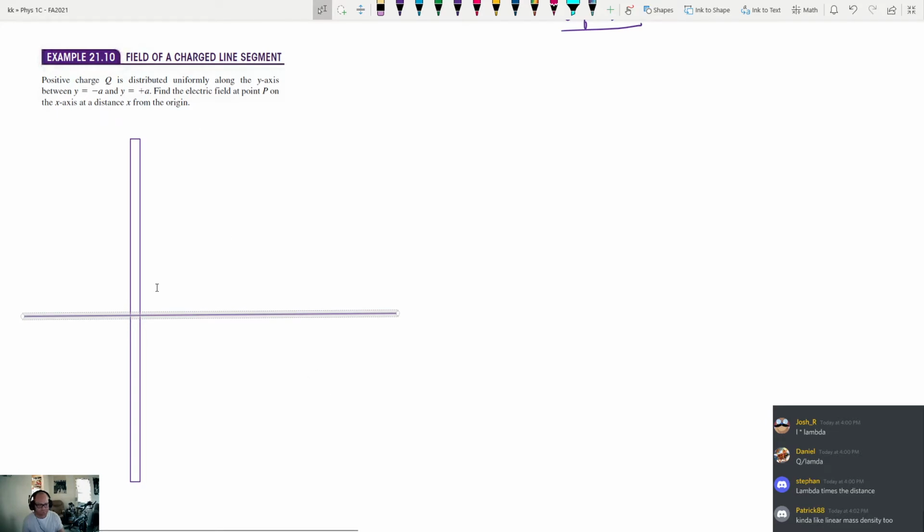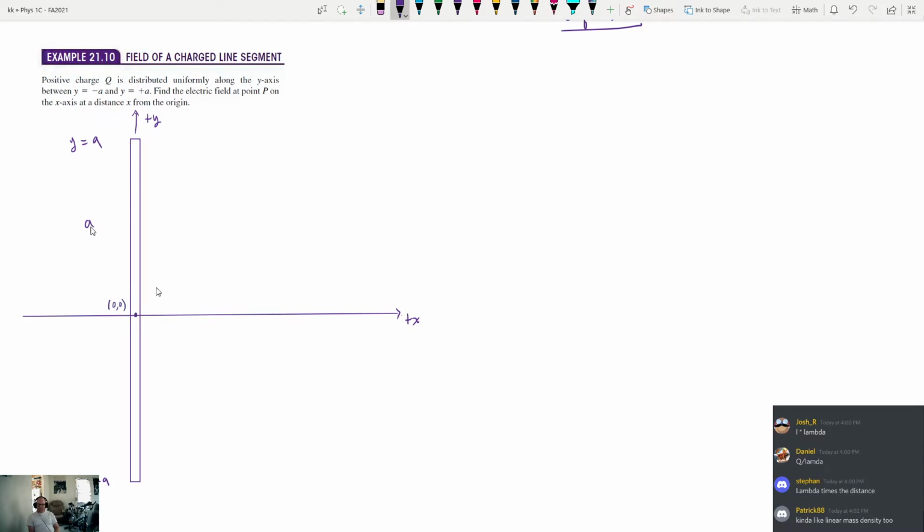It says it's distributed from y equal to negative A to positive A, so we're going to say that positive y goes in this direction. We're going to say positive x goes off in this direction here. And we're going to say this is A. This is y equal to A. This is y equal to negative A. This is the origin. Right here is the origin.